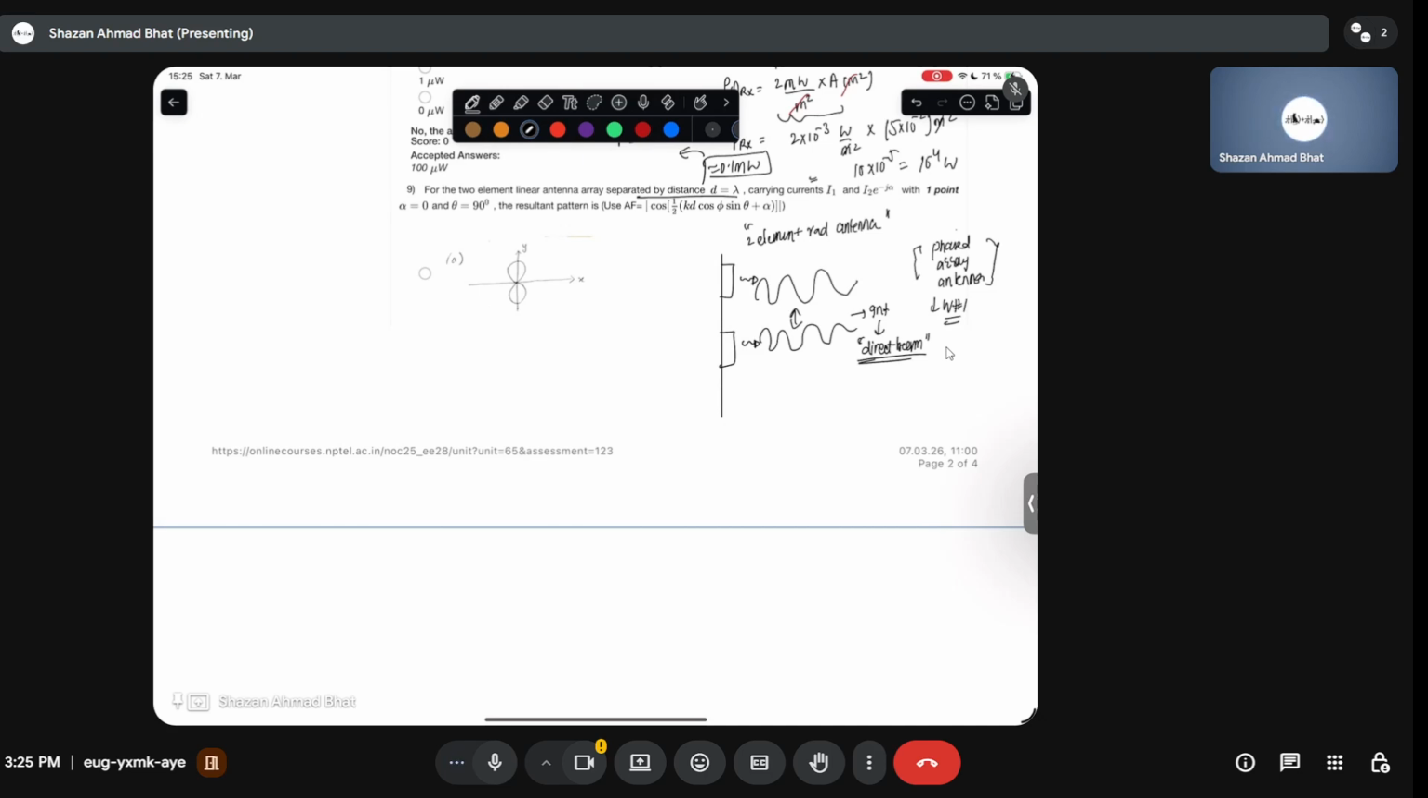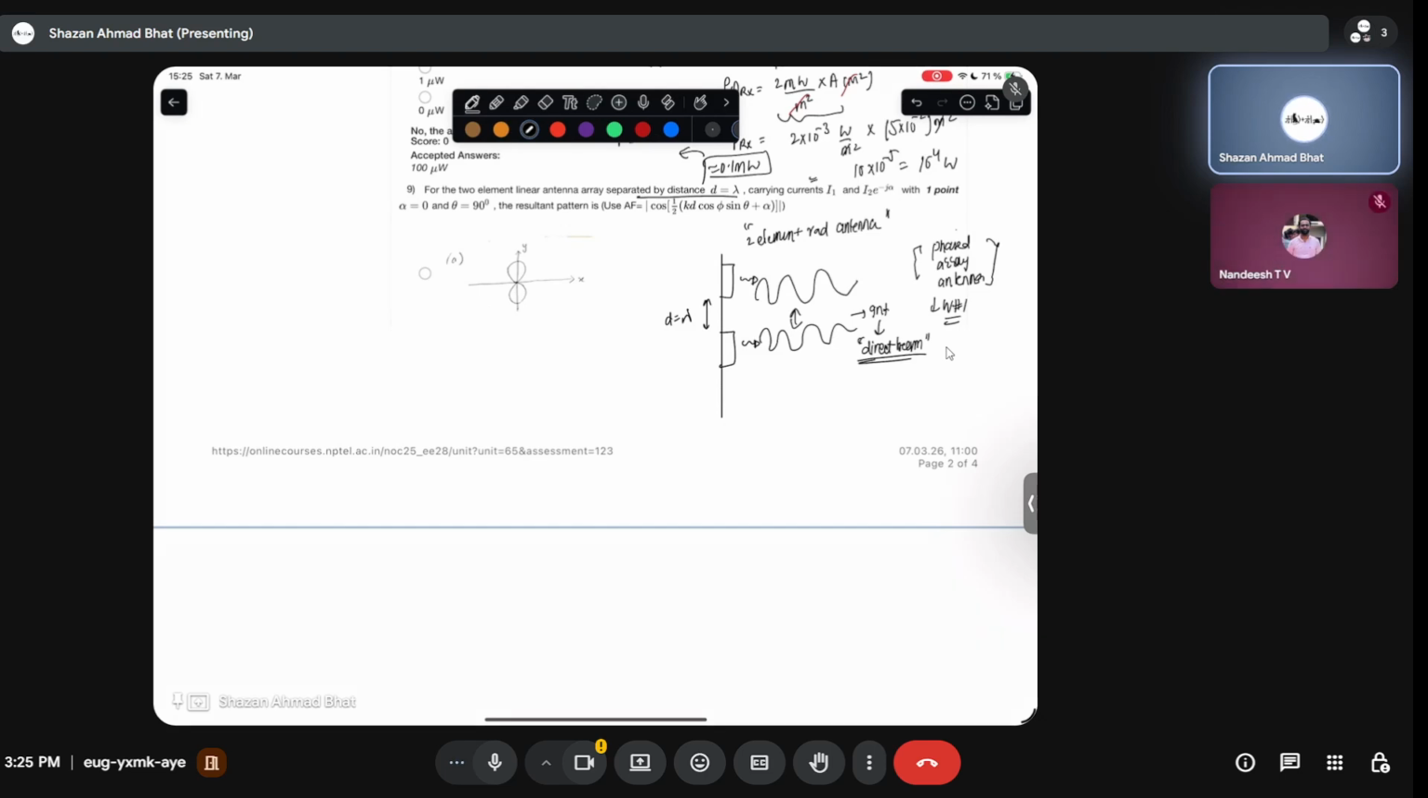Now, the concept is that for the two-element linear antenna separated by distance lambda, so let's say this distance is lambda. This is a distance of the order of wavelength, and it's necessary because if it's less than the wavelength, there will be diffraction and other second-order phenomena that are going to take place. So once you have the two-element linear antenna separated by the distance, you talk about something called AF, which is basically the array factor.